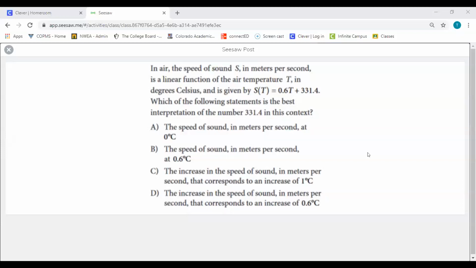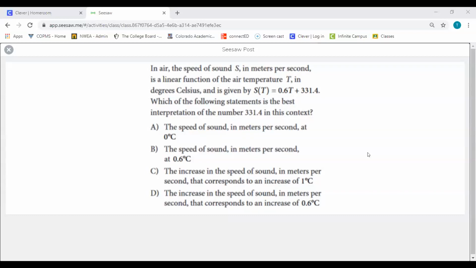So looking at it, 331.4 is our constant. It would also be known as our y-intercept if you wanted to look at it that way. So in this context, since 0 degrees Celsius, when we plug that in, multiplied by 0.6, we're going to be left with just 331.4. So the correct answer choice is the speed of sound in meters per second at 0 degrees Celsius. So the correct answer is A.